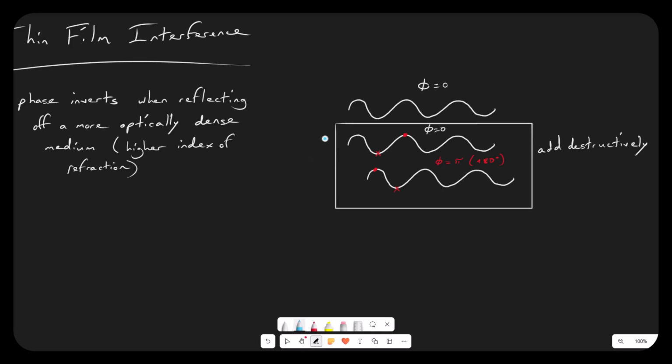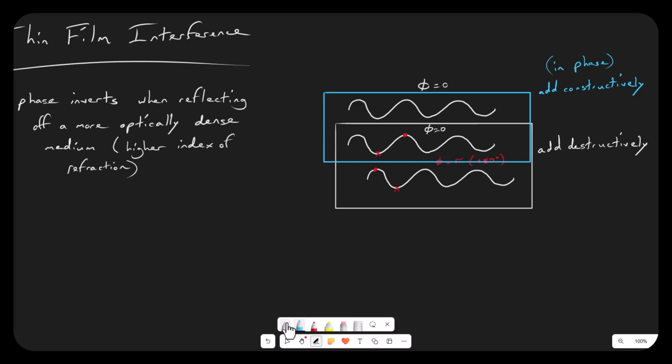If I take these top two waves, these would be called in phase with each other. These are going to add constructively. These are considered in phase, and these are considered out of phase.